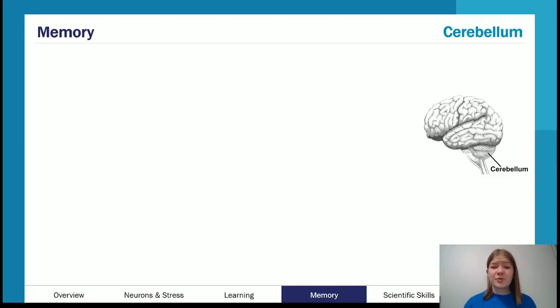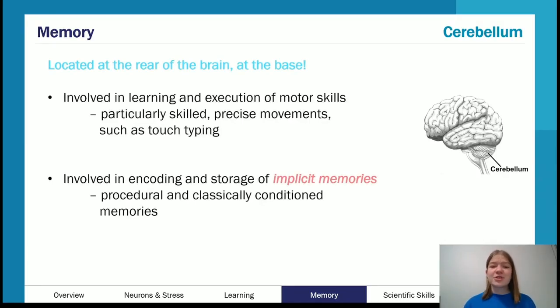We also look at the role of the cerebellum, which is located at the base. So this is important for our procedural memories. So this might be our particularly skilled, precise movements like touch typing, a knowledge of where we should put our fingers in terms of playing an instrument. It's involved in the encoding and storage of our implicit memories. So again, procedural memories being a type of these.